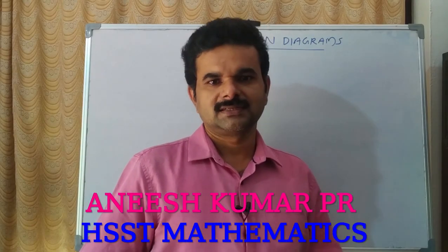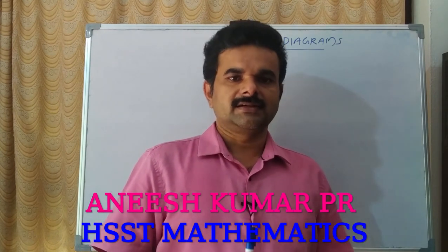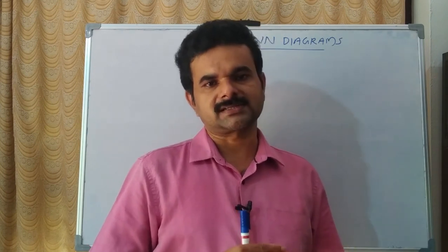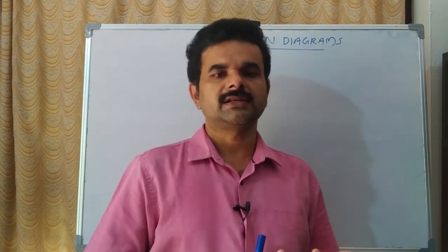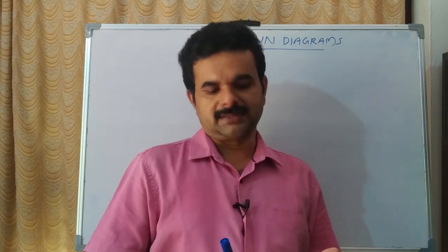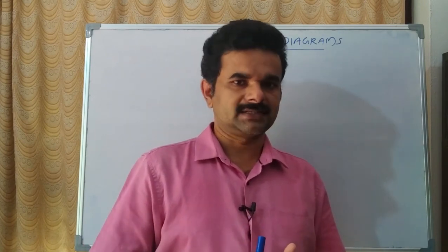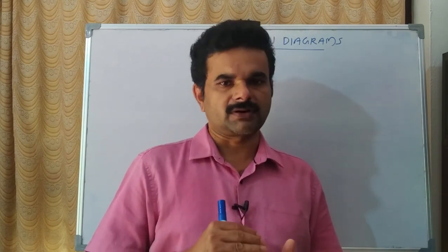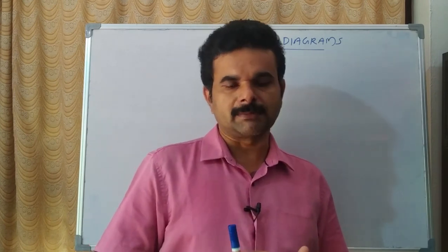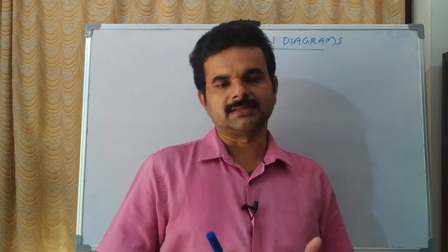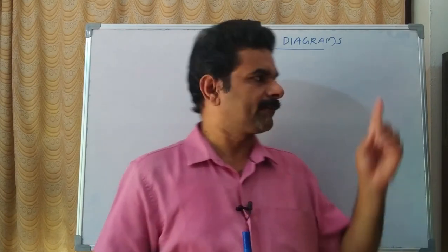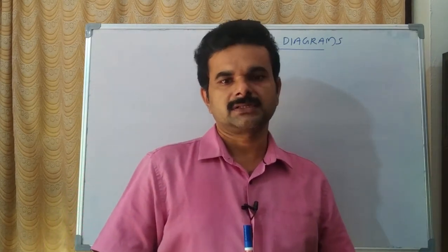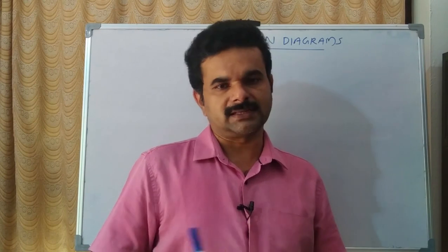Back to the class. We were discussing several parts of this chapter, sets. Lastly, we discussed union, intersection, and the difference of sets. Now I am introducing a new concept, a new diagram, which was proposed by the mathematician John Venn and named the Venn diagram. This Venn diagram helps us to make our operations very easily.